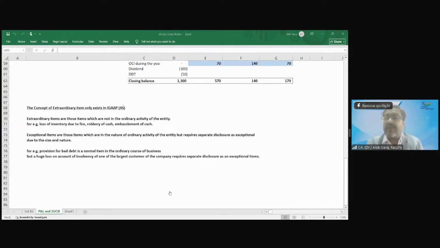IFRS is a global concept. IFRS says that when you are running a business, nothing can be extraordinary, right? Even abnormal losses can happen when you run the business. You know, in Japan, is earthquake ordinary or extraordinary? In Japan it is ordinary, sir.